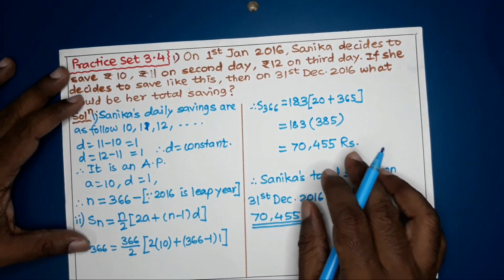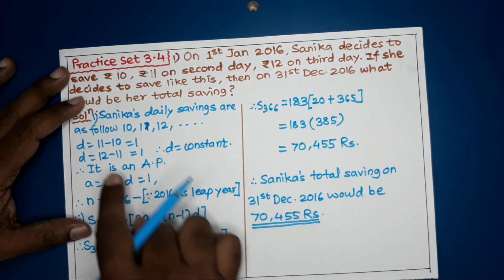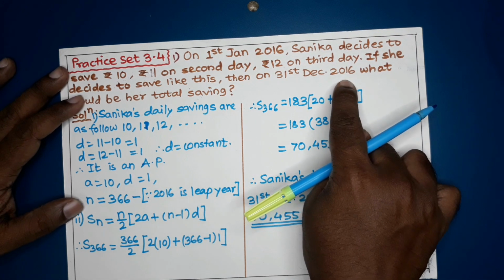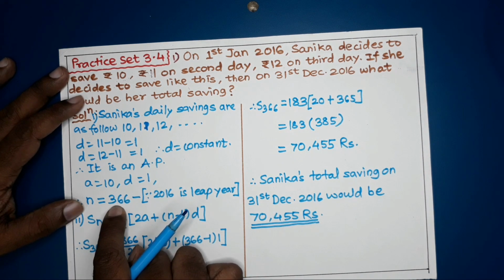Friends, just remember one thing. If here they have given 2015, then the value of n will become 365. Being a leap year, 2016 being a leap year, we have taken the value of n as 366.